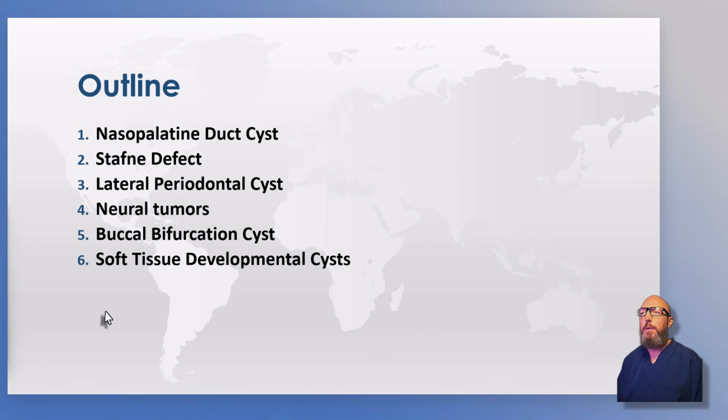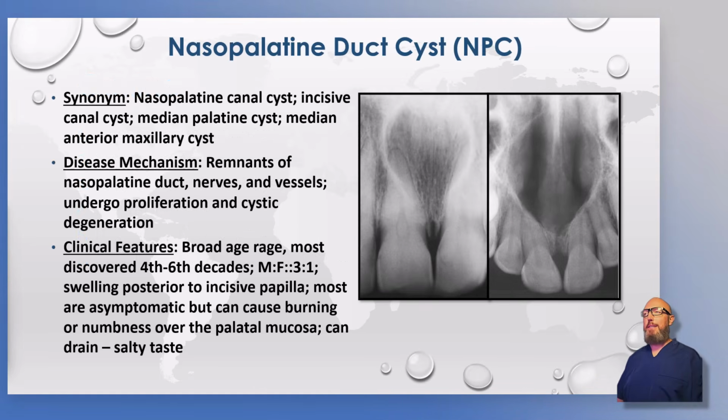Let's get going. All right, so the nasopalatine duct cyst, also called the nasopalatine canal cyst or incisive canal cyst, median palatine canal. This arises from remnants of the nasopalatine duct along with nerves and vessels that proliferate and undergo cystic degeneration. Age range is broad, but most are discovered in the 4th through the 6th decades. There's a notable male predilection, roughly 3-to-1.